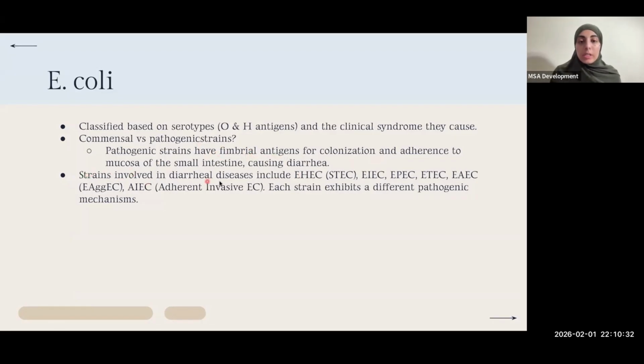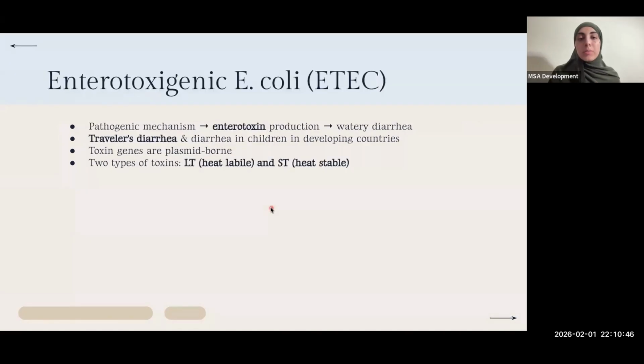These are all the strains that are pathogenic. We have EHEC, EIEC, EPEC, ETEC, all of these. We're going to talk all about these in the coming slides, okay? Each one of these strains has its own pathogenic mechanism. Okay, let's start with the first one.